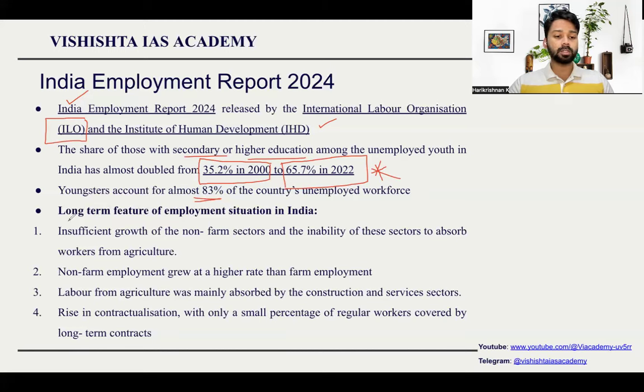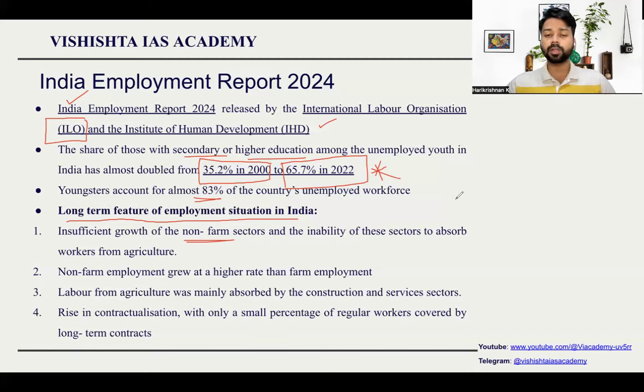Long-term features of the employment situation in India. According to ILO, what are the long-term features of the employment situation? They have told that there is insufficient growth in non-farm sectors also. The problem is in India, the farm sector is in decline. Very little employment is generated, and very little GDP is generated from the farm sector. But the ILO is telling that even in the non-farm sector, the amount of employment generated is actually less. It's not very high. That means they are not able to absorb the extra labor force from agriculture.